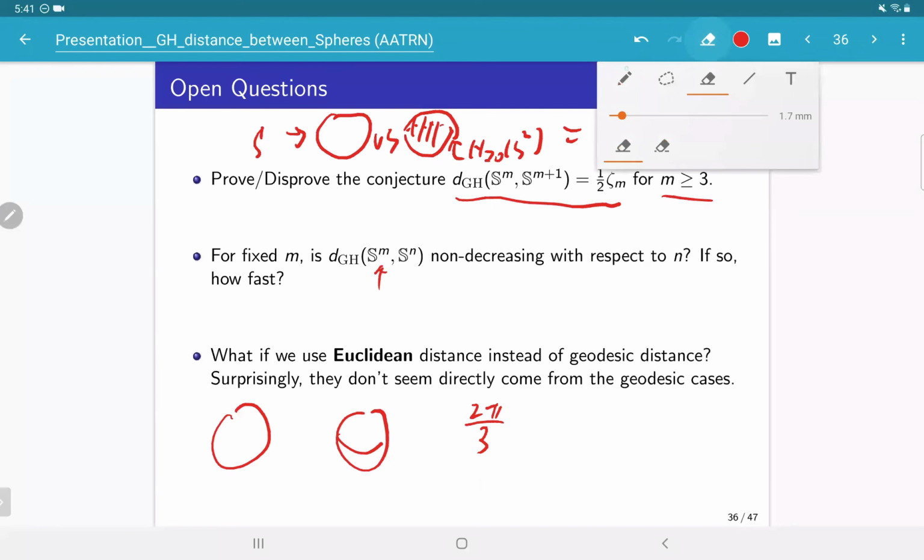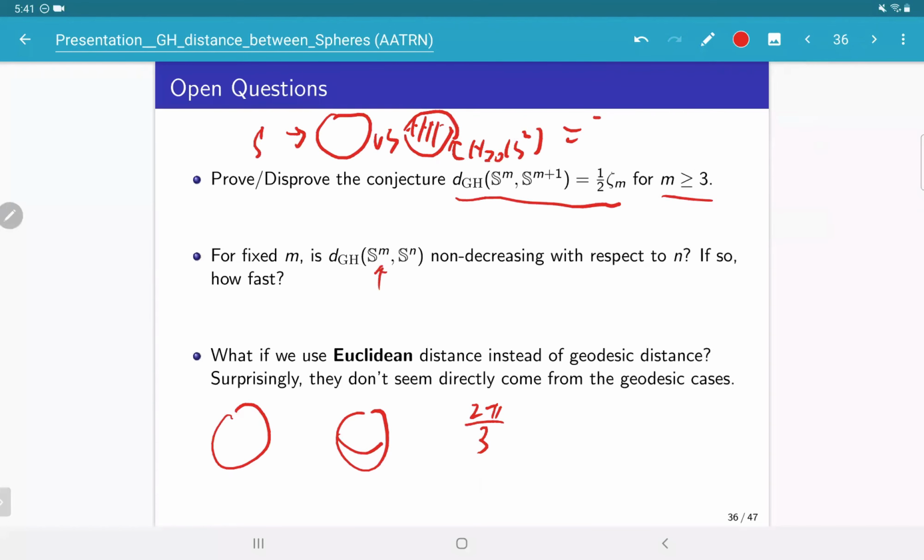It is pi over 3, that is, 1 over 2 times zeta 1. But what is zeta 1? As I said, zeta 1 is the distance between two vertices of a regular triangle inscribed in S1, right?